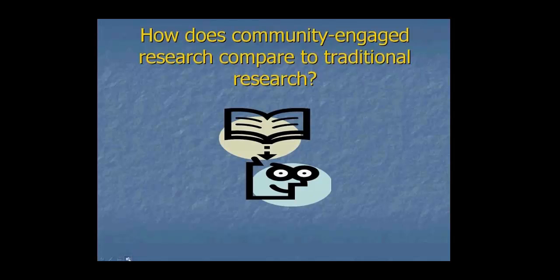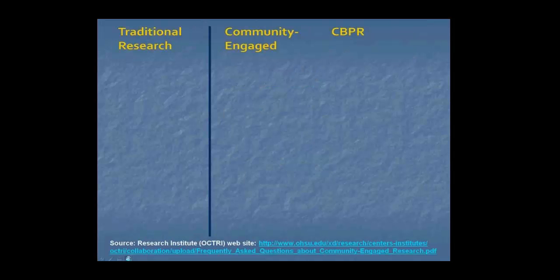So, one of the things that is important to highlight for students or for researchers who may be familiar with traditional research is a contrast between traditional research and community-engaged or community-partnered research. This slide is a side-by-side comparison of traditional, community-engaged, and specifically community-based participatory research, based on a source provided at the bottom of this slide.